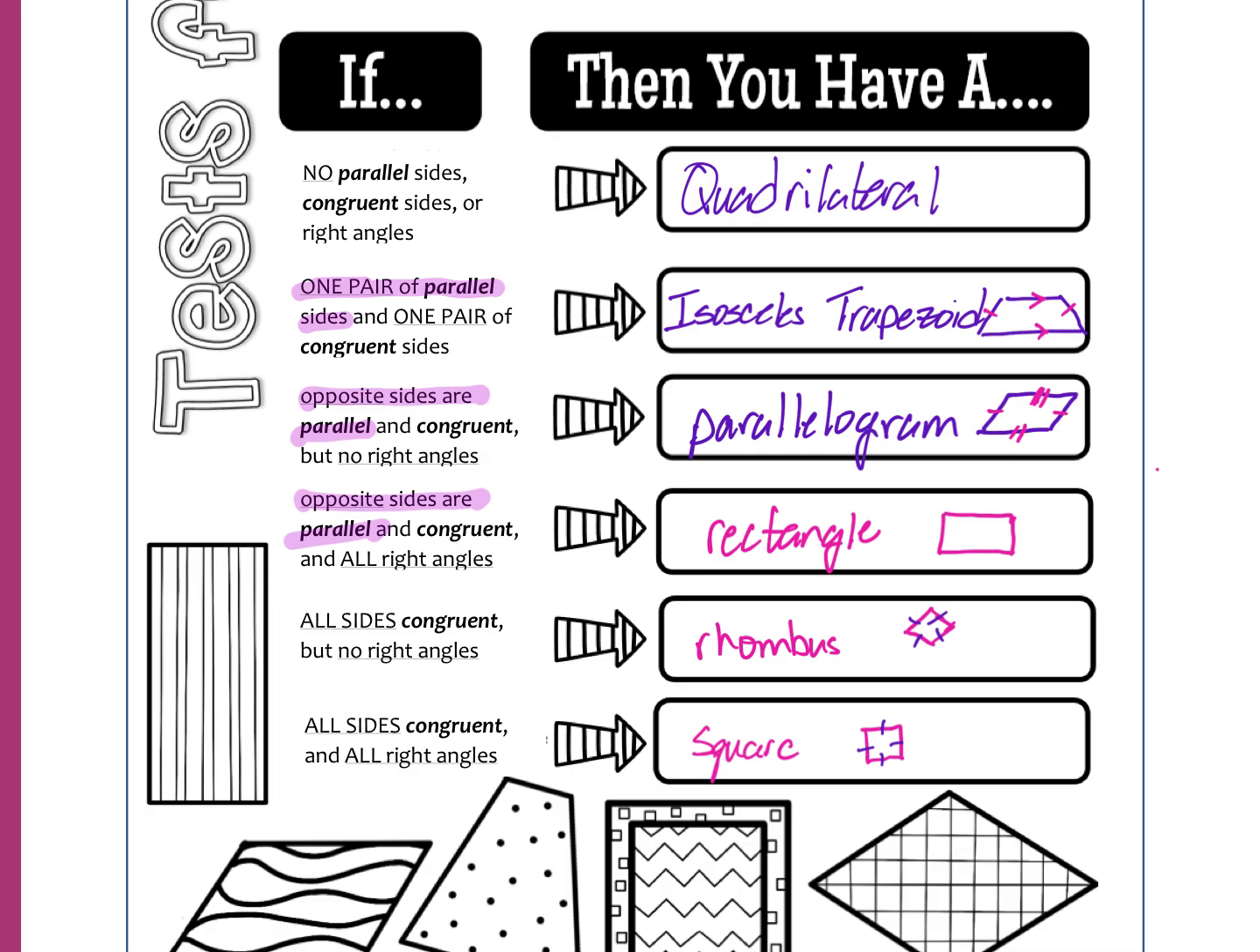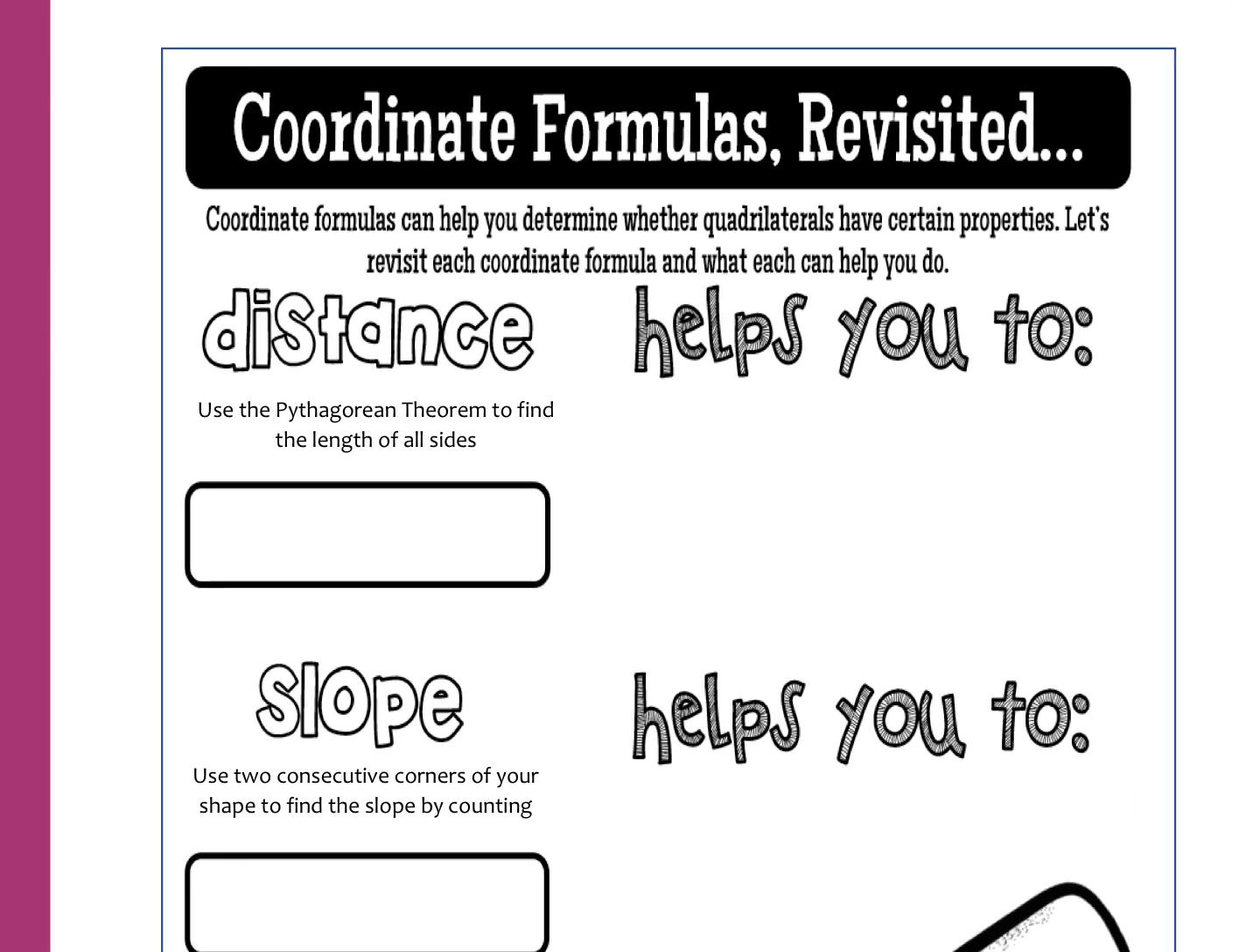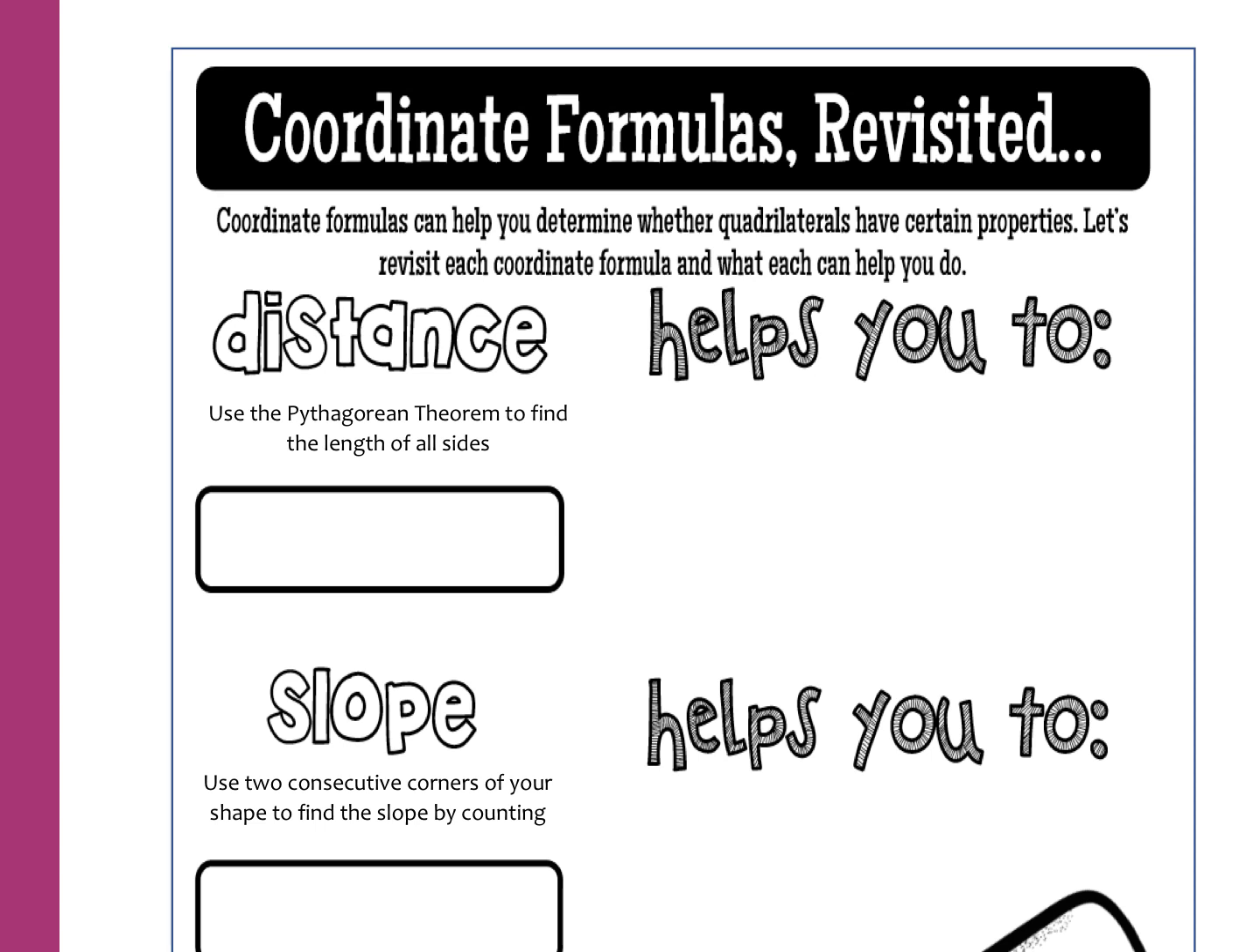So if I go back, we're going to go to the next page. And we're just going to go over the formulas again. Coordinate formulas can help us determine whether a quadrilateral has certain properties. Let's revisit each coordinate formula and what each can help us do.